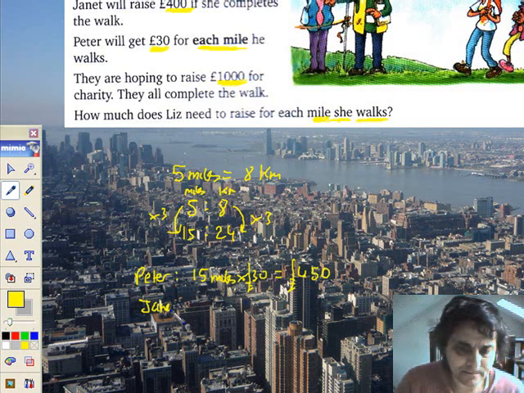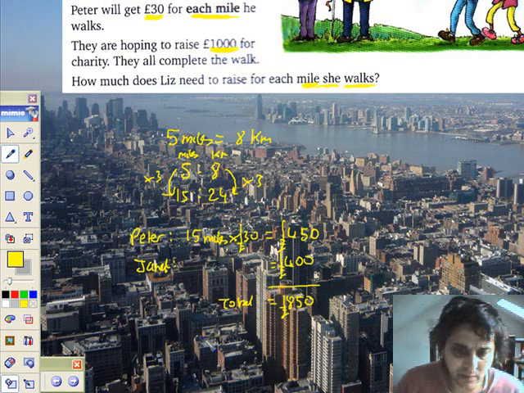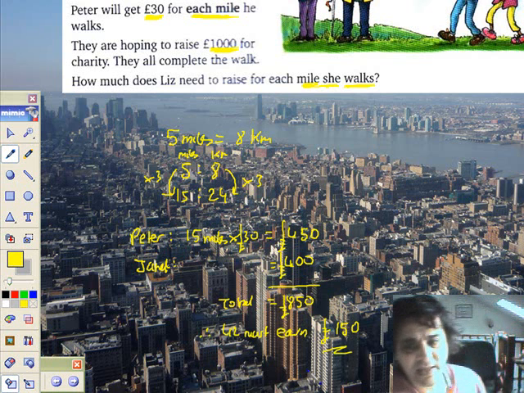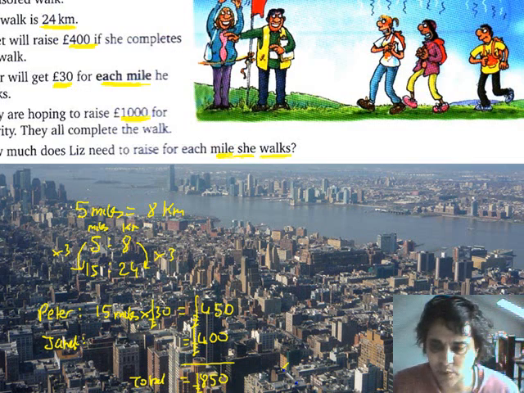Janet, we're told, she's going to get £400 straight up, and therefore that's a total so far of £850. Therefore, this Liz girl must earn, shall we say, we've got £1,000, 850, must earn £150. Is that alright to make up the £1,000 target? How much must she raise per mile? Alright, so we've got £150. Let's work up here now.